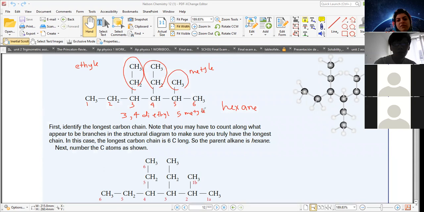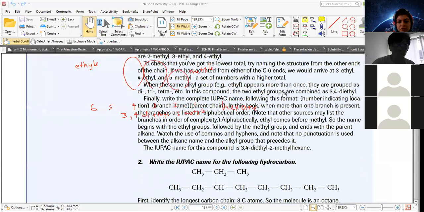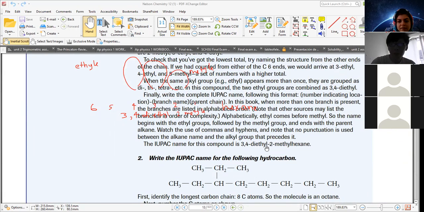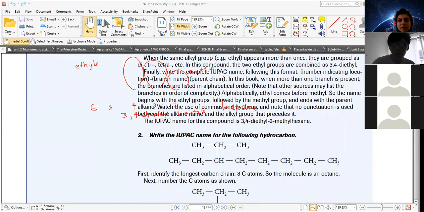But wait, if I started saying 1, 2, 3, 4, 5, 6 from the other end, I would get a lower number, right? Perhaps I have to start counting from here: 1, 2, 3, 4, 5, 6. Then I get a lower number, right? I get 4, 3 here, same thing. And instead of the 5 here, I get 2. So you have to count from the place that gives you the lower count. Any question? Okay, let me just double check. That would be 3,4-diethyl-2-methylhexane.